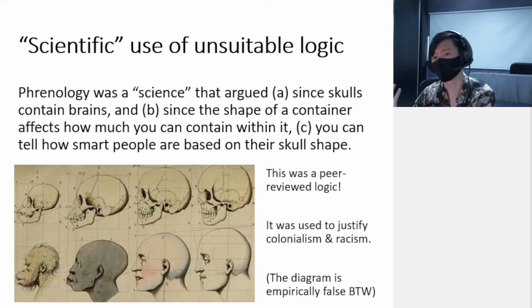And they went around measuring people's heads. A lot of this was rooted in colonial racism. The thing is, this was a peer-reviewed logic. There were many scientists working in this field. There were academic journals being published about this and the latest findings in the field and latest methodologies to go about identifying intelligence based on head shape, right? But it was fundamentally used to justify colonialism and racism.